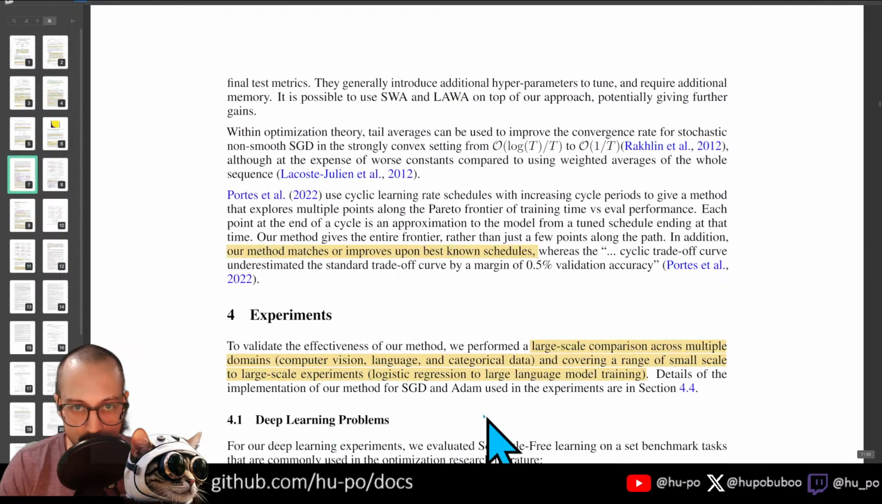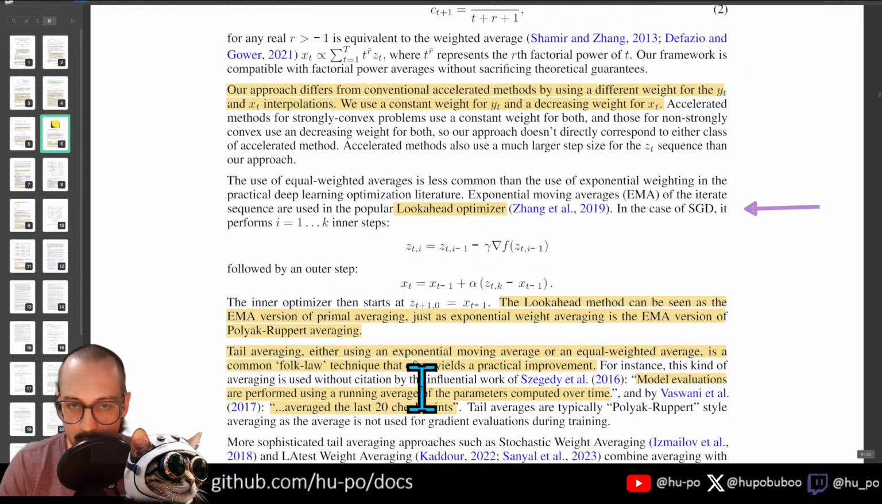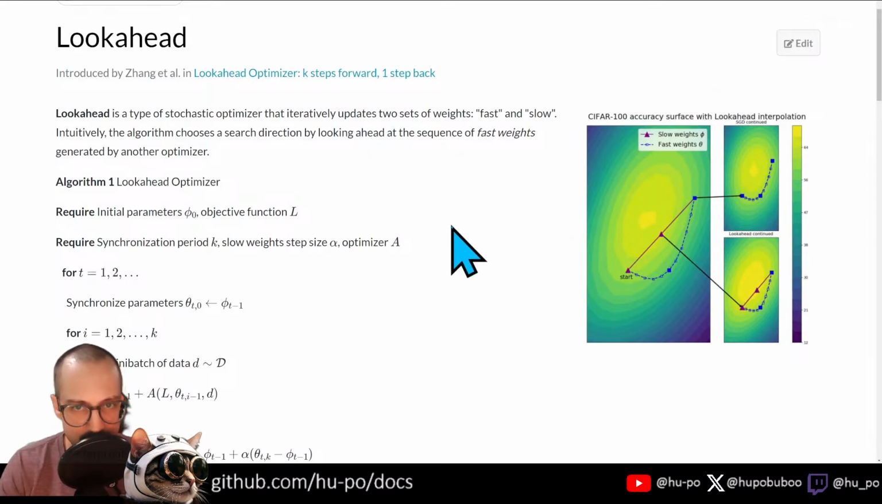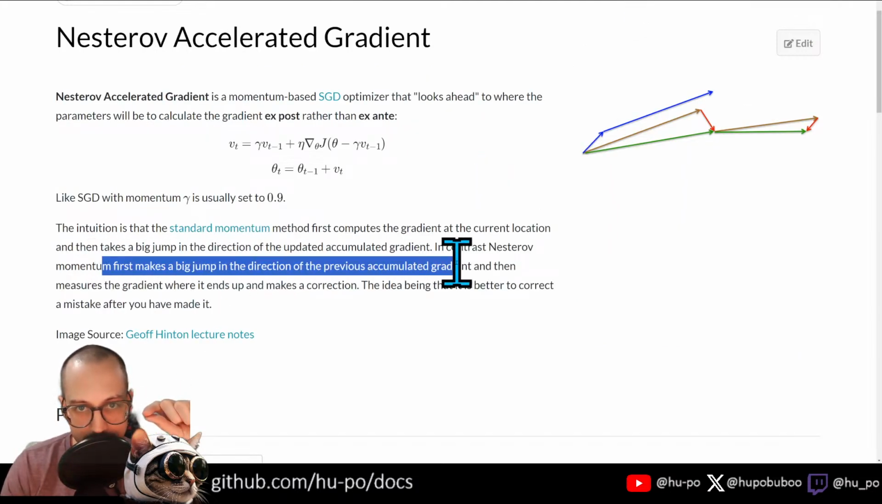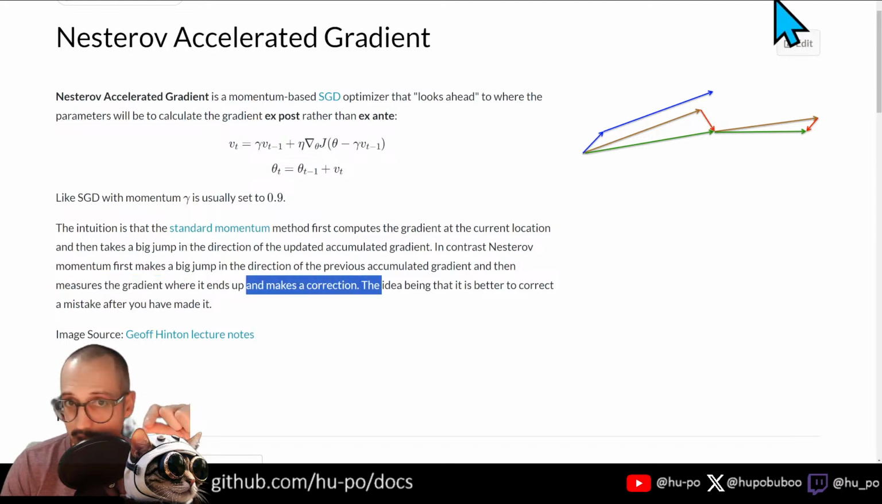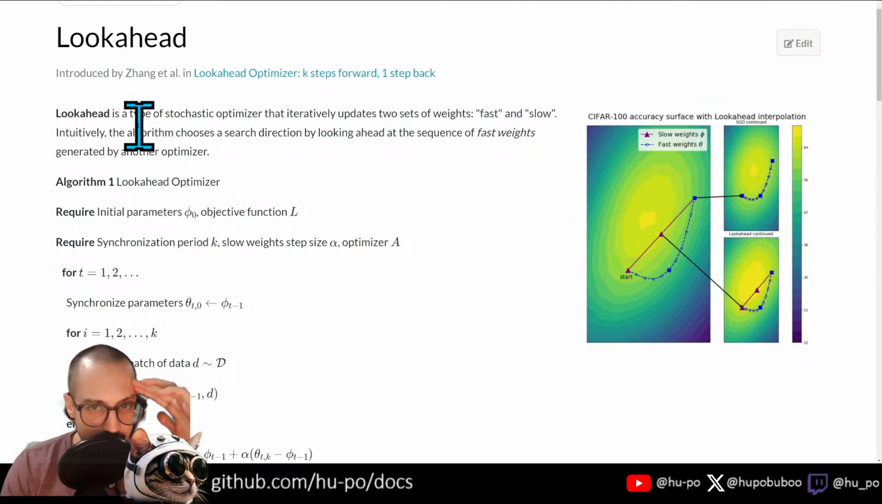So there's one more optimizer here that I wanted to look at. This is called the look-ahead optimizer. The look-ahead optimizer is very similar to Nesterov, where you're doing this look ahead: first make the big jump, then measure the gradient, and then make a correction. Look-ahead is kind of similar to that. It's a type of stochastic optimizer that iteratively updates two sets of weights, fast weights and slow weights. The algorithm chooses a search direction by looking ahead at the sequence of fast weights generated by another optimizer.